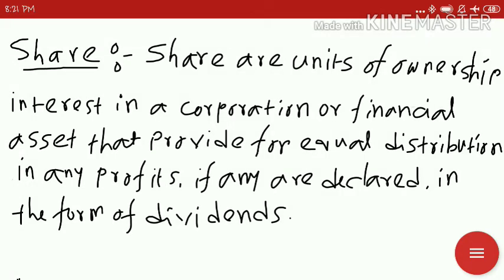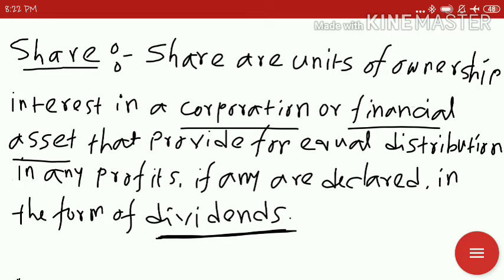Shares are the units of ownership interest in a corporation or financial asset that provide for equal distribution in any profits, if any are declared, in the form of dividends. The last term, the dividend, is the most crucial thing. This dividend is the interest paid by the particular corporation or financial asset in which the person is going to invest.